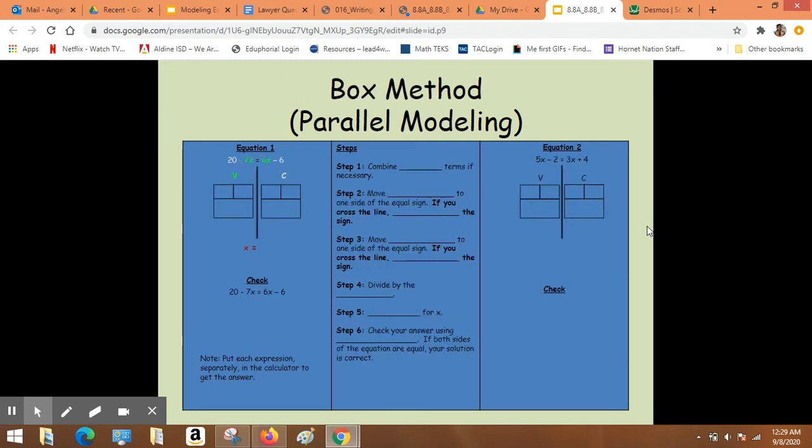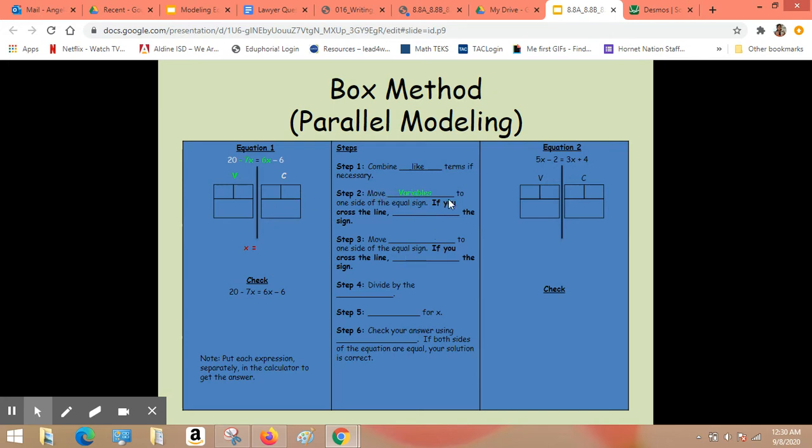Okie dokie. Okay, so now we're also gonna learn the box method. So it's super simple, it's the same thing, but we just added a little box. So that's why it's called the box method. So step 1, we're going to combine our like terms again. So my variables is my green. So variables go on the left side, constants go on the right. So green goes on the left, white goes on the right. Okay, so we're going to combine our like terms.